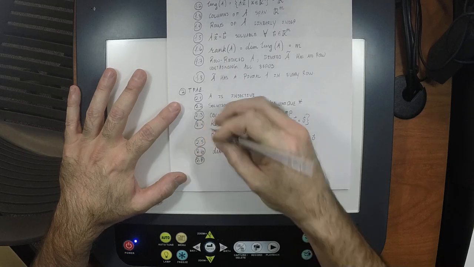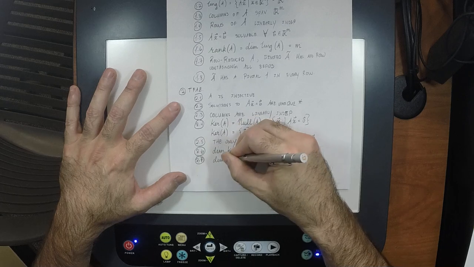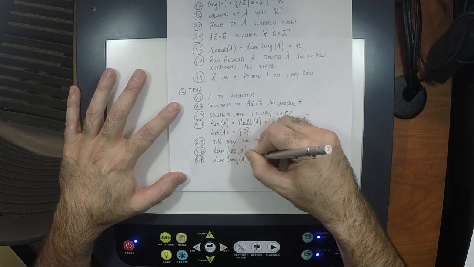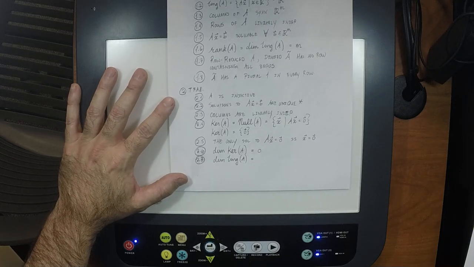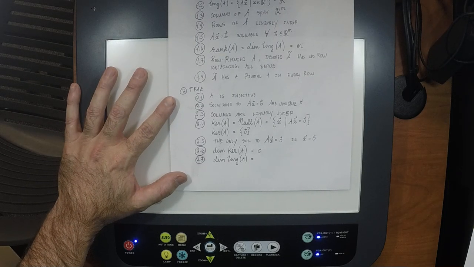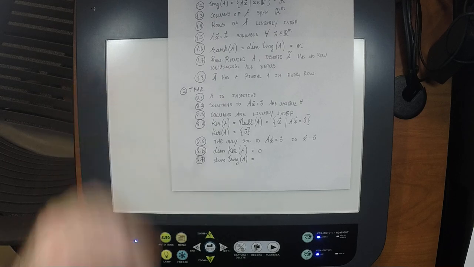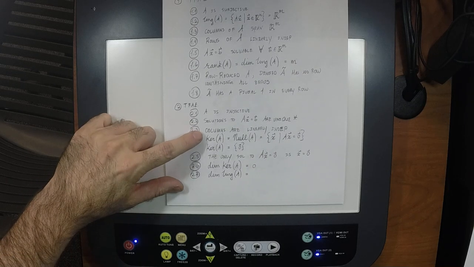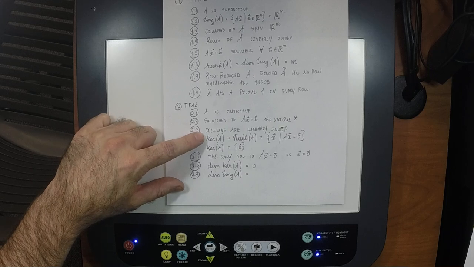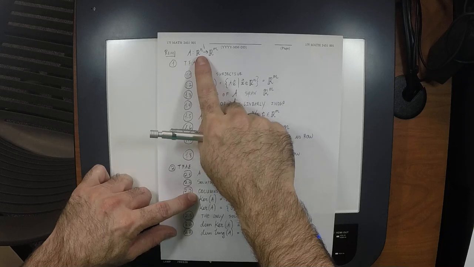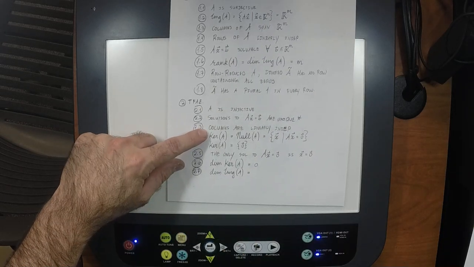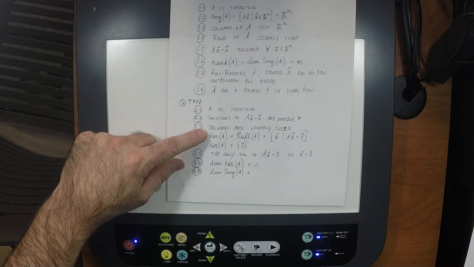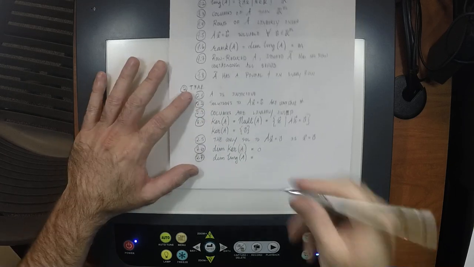2.7. How about the dimension of the image of A? Ah, let's think about that. What does that mean? Well, we've got one right here. The columns are linearly independent. How many columns are there? There's n of them. And if the columns are linearly independent, then what's the dimension of the space spanned by n linearly independent vectors? n. So this has to be n.